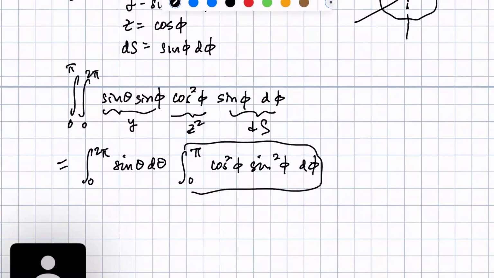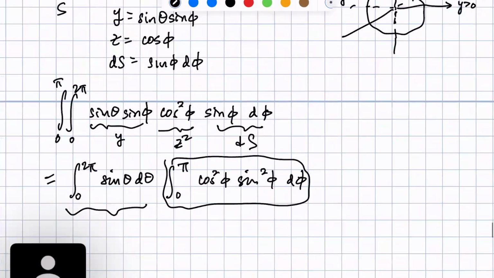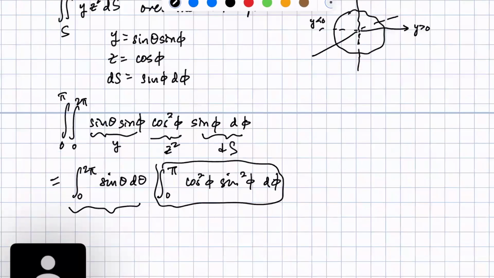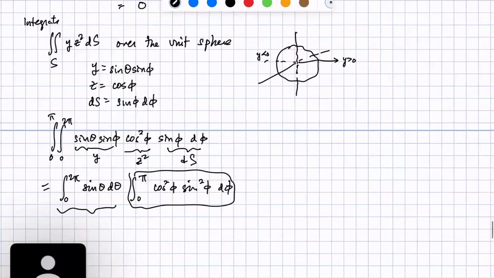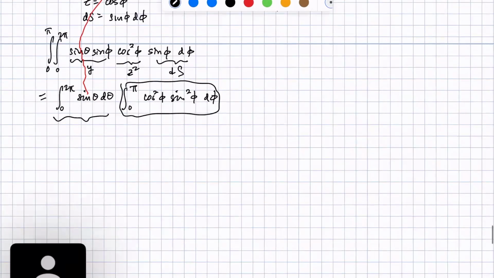Now, this guy is non-zero, but who cares? Because this object is 0, similar to the previous problem. If I integrate over an entire cycle of sine, the positive part and the negative part cancel out. And if you trace where this actually came from, it just came from the y, which we know was positive half the time and negative half the time. So that cancels out.